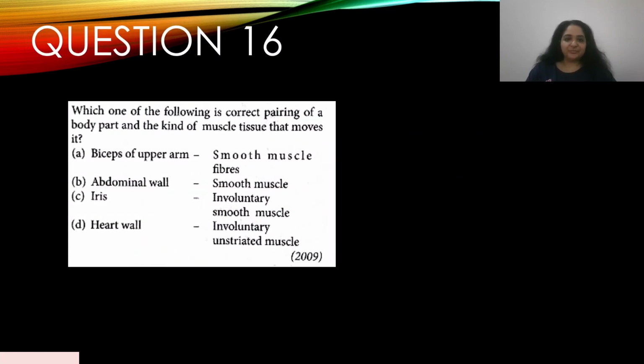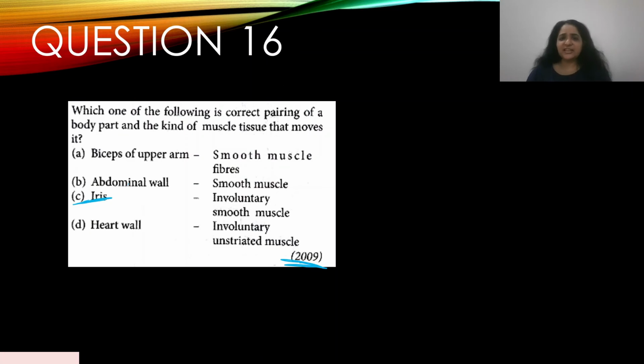Question number 16. Which one of the following is the correct pairing of a body part and the kind of muscle tissue that moves it? This appeared in 2009. A. Biceps of upper arm, smooth muscle fibers. No. B. Abdominal wall, smooth muscle. No. C. Iris, involuntary smooth muscle. Yes. D. Heart wall, involuntary unstriated muscle. It's involuntary but it's striated. So the answer is actually C.